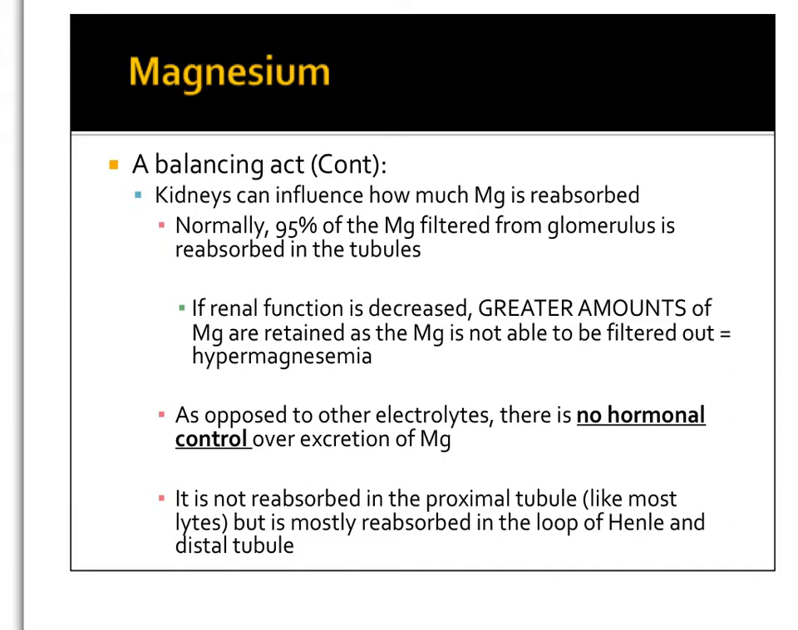It's reabsorbed in the tubules, as I stated in the second point. You can see at the bottom here, though, that it's not reabsorbed in the proximal tubule like most other electrolytes. Rather, this one is reabsorbed in the loop of Henle and the distal tubule. So this is a little bit different. In addition to being different from other electrolytes, this is not regulated by hormones. There's absolutely no hormonal control over the excretion or reabsorption of magnesium. This is different than some of the other things you've learned about with regards to potassium and sodium, and we'll talk a little bit further about phosphorus and calcium.